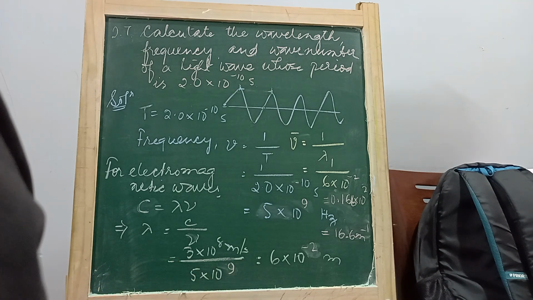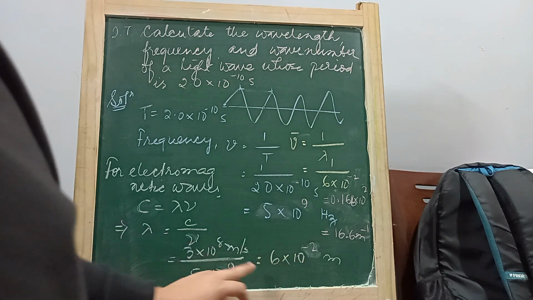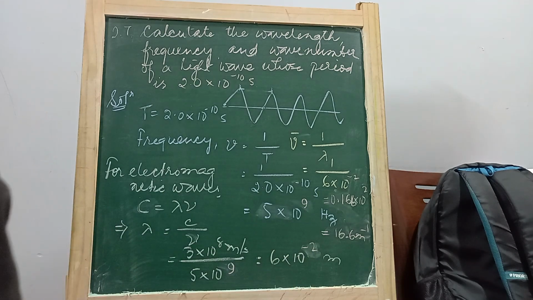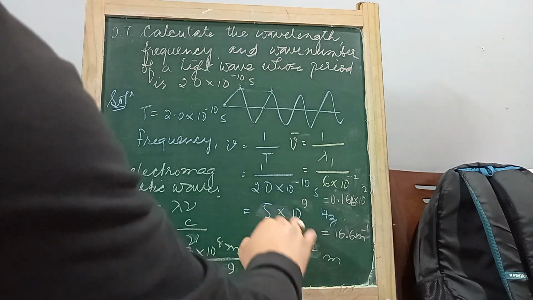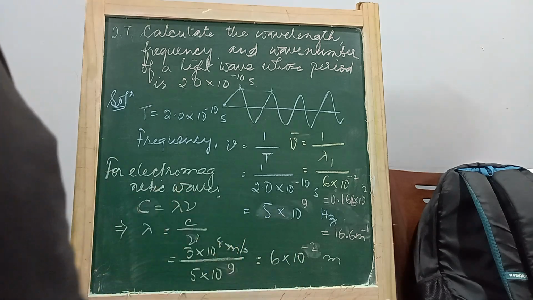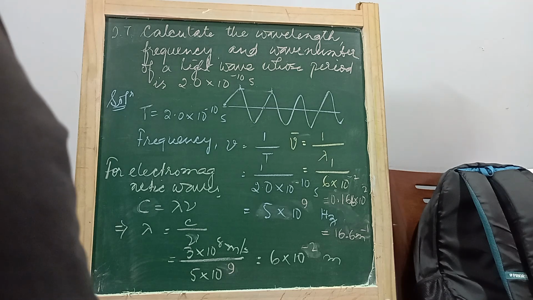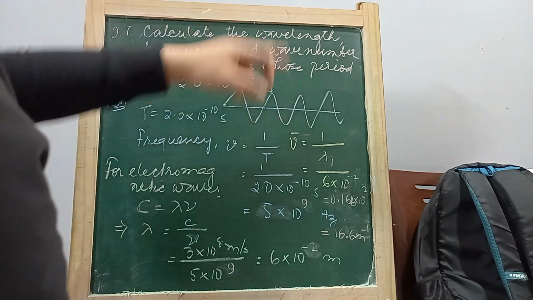So 3 by 5 is 0.6, and this will be 10^-1. So it becomes 6 × 10^-2 meter. This also corresponds to the wavelength of a microwave, 10^-2 meter. So we have calculated the frequency, and we have calculated the wavelength.